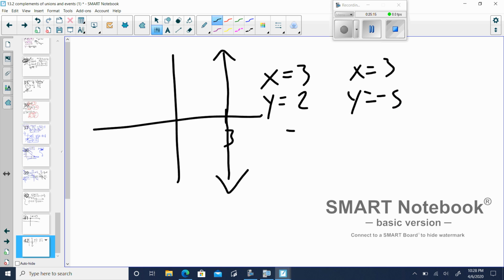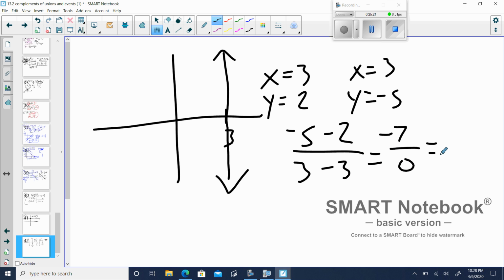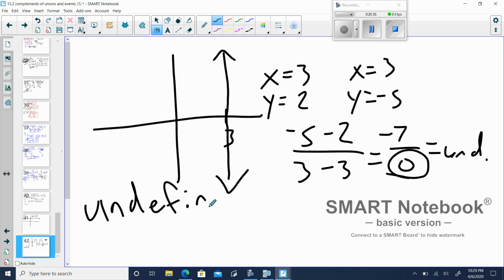So we would have y2 minus y1 over x2 minus x1, and that gives division by 0, which makes this undefined. So in terms of slope, we don't have one. It's undefined because we have division by 0. Your calculator is going to give you an error.